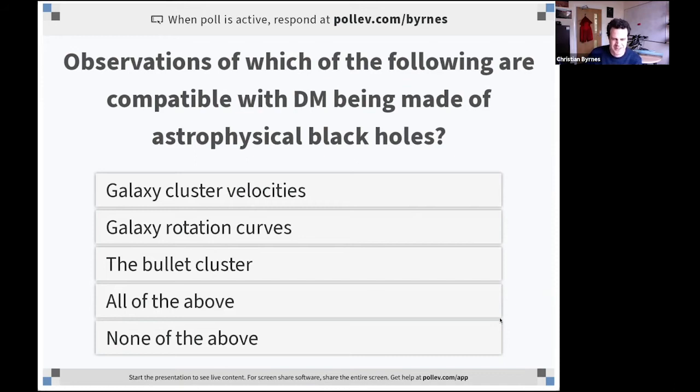Very strong. So 41% said all of the above, 37% said none of the above. Let me be clear, I'm talking here about astrophysical black holes, not yet primordial black holes. So this time I'm not going to give the answer straight away. We'll talk a little bit more about the evidence, just briefly.